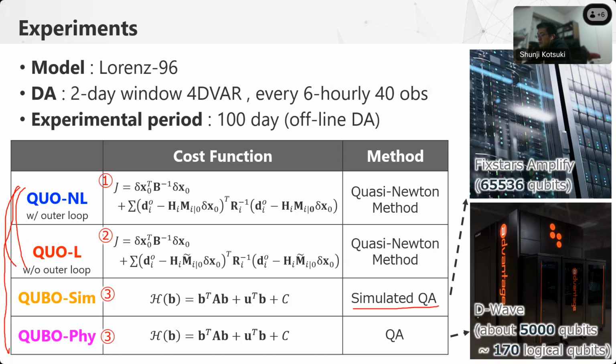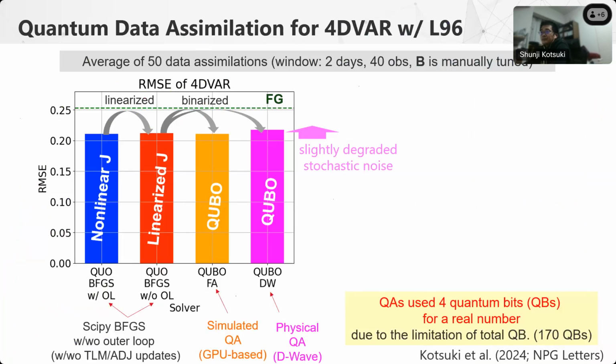At this moment, this computer has more than 5,000 qubits, but the available logical qubits are much fewer, only 170. Because we would like to solve the 4D-Var of the Lorenz 96 model, which has 40 variables, we can use only 4 qubits for handling one real number. But we tried to solve the 4D-Var by using the quantum annealer, and let's see the results.